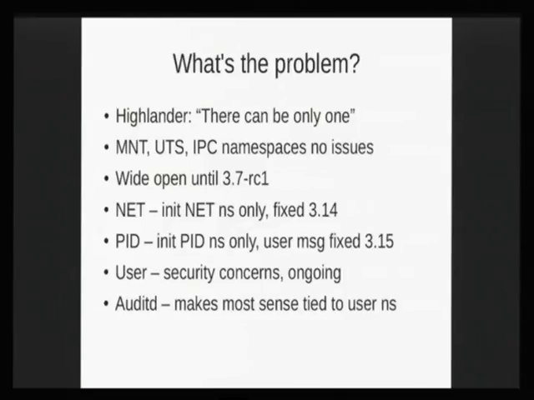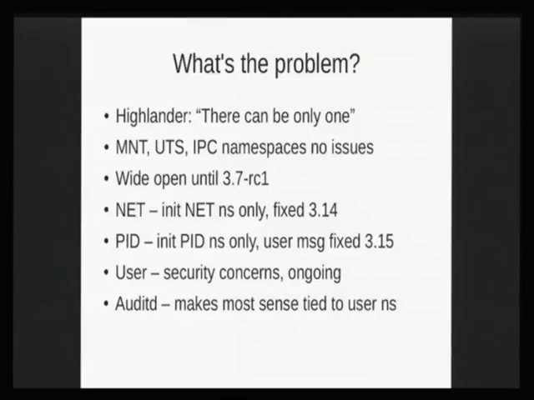The mount, the UTS, that's the host name and domain name namespace, and the IPC namespaces, we have no problem. We've never encountered any issues with those with audit. Things are pretty much wide open. Everything was working well until about the 3.7 RC1 timeframe. Then we started noticing problems. Some of these were problems that existed for a while. It just happened that the way user space and the kernel were evolving, they didn't actually become real issues. The first one was the network namespace.